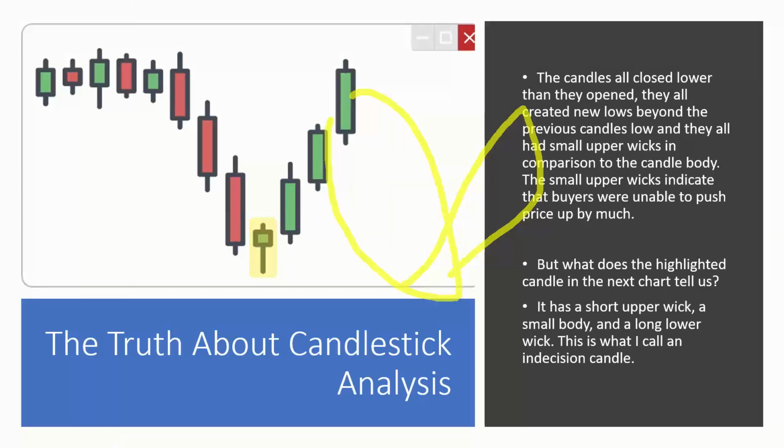Now, when we look at the three red candles, and whether it's three reds, three reds and one little green, or four reds, we see a movement and we see lots of red. We see lots of down action. In this case, the candles all closed lower than they opened.